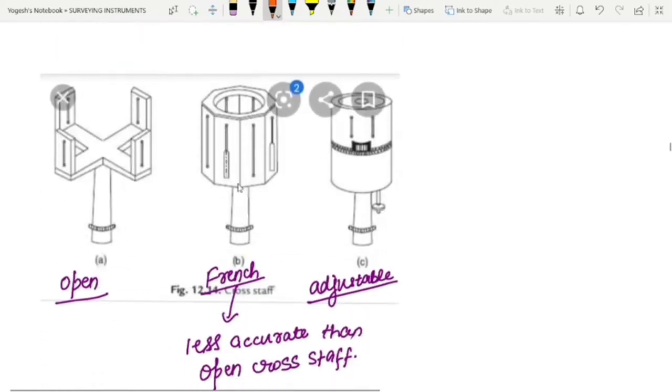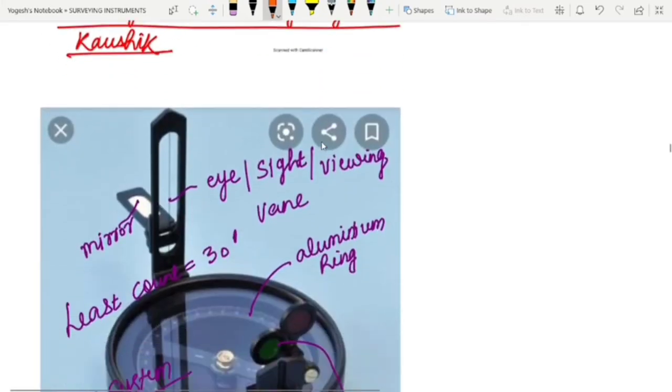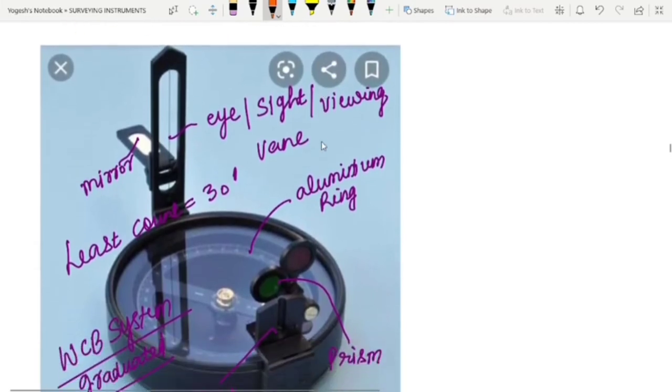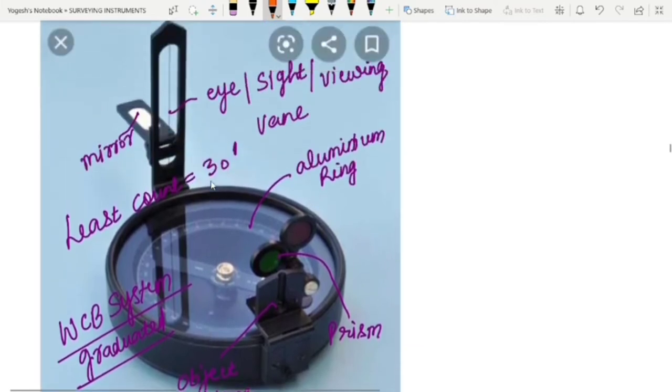This is the French cross staff, less accurate than the open cross staff. This is the adjustable cross staff. So this is basically, my dear students, the compass. That is a prismatic compass.